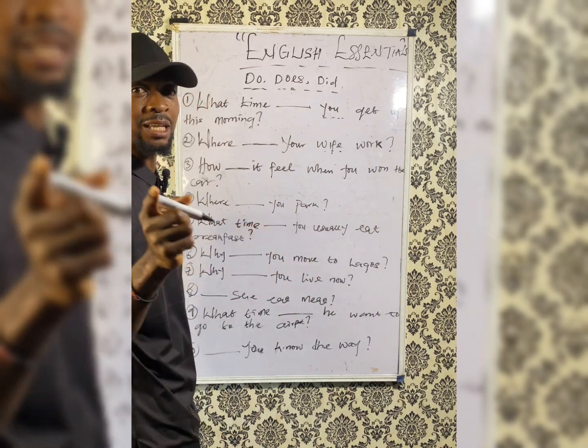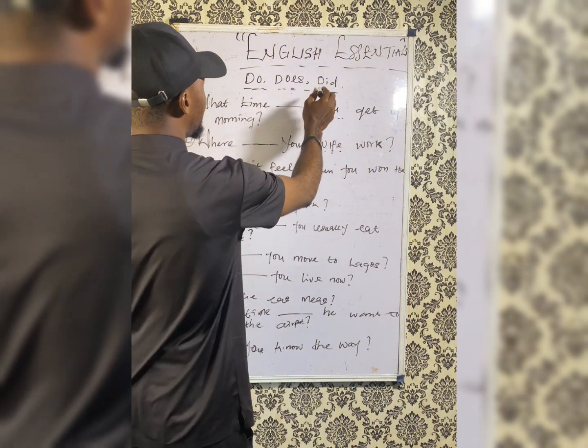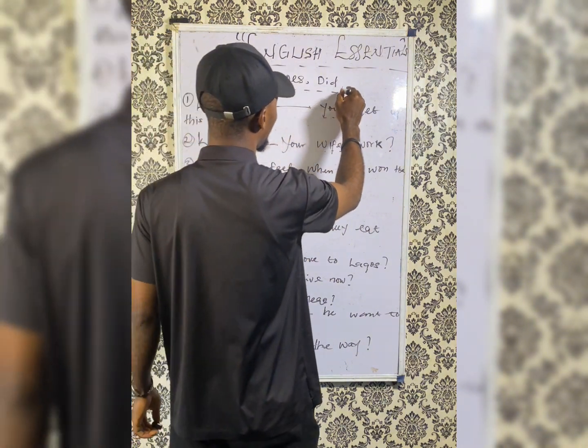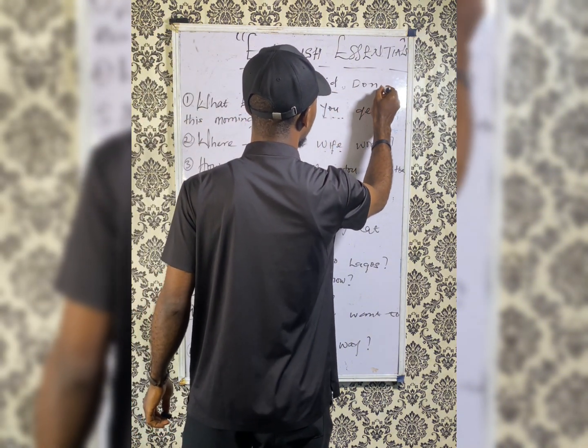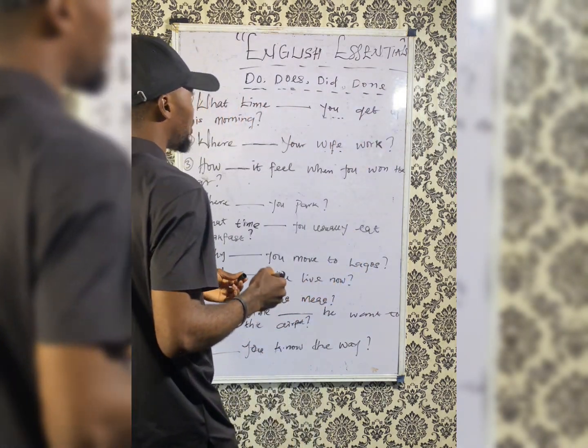Another thing you should understand is that do is plural, does is singular, did is the past tense of do and does, while their past participle is done. Let's go to our examples.